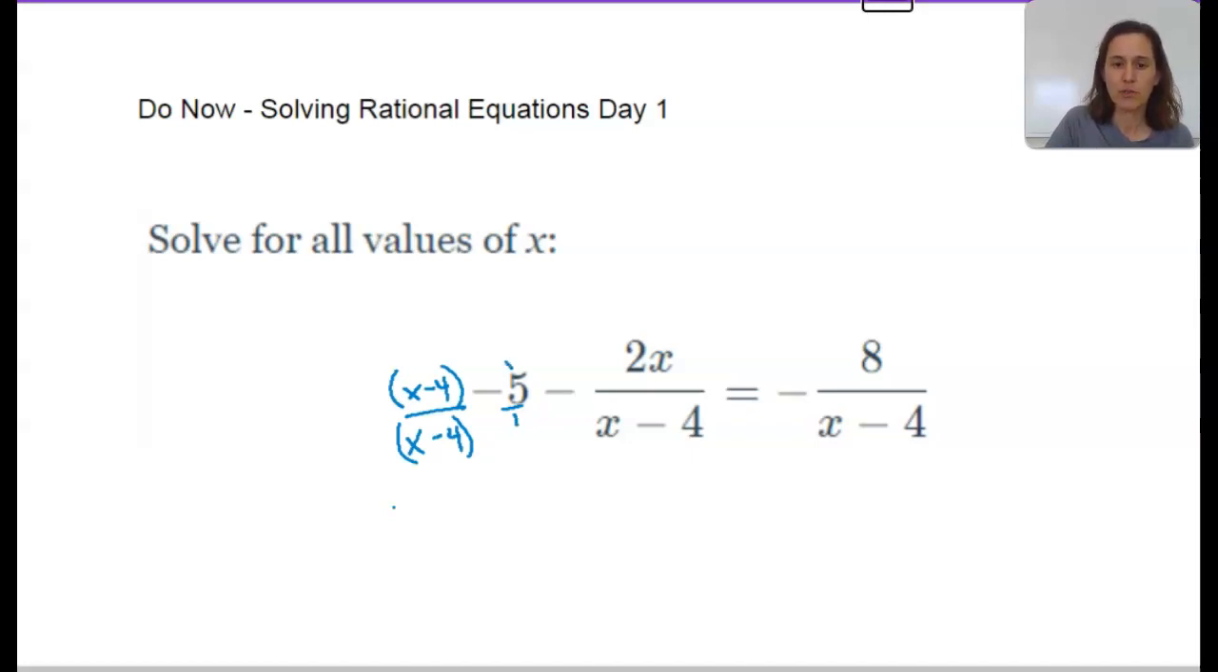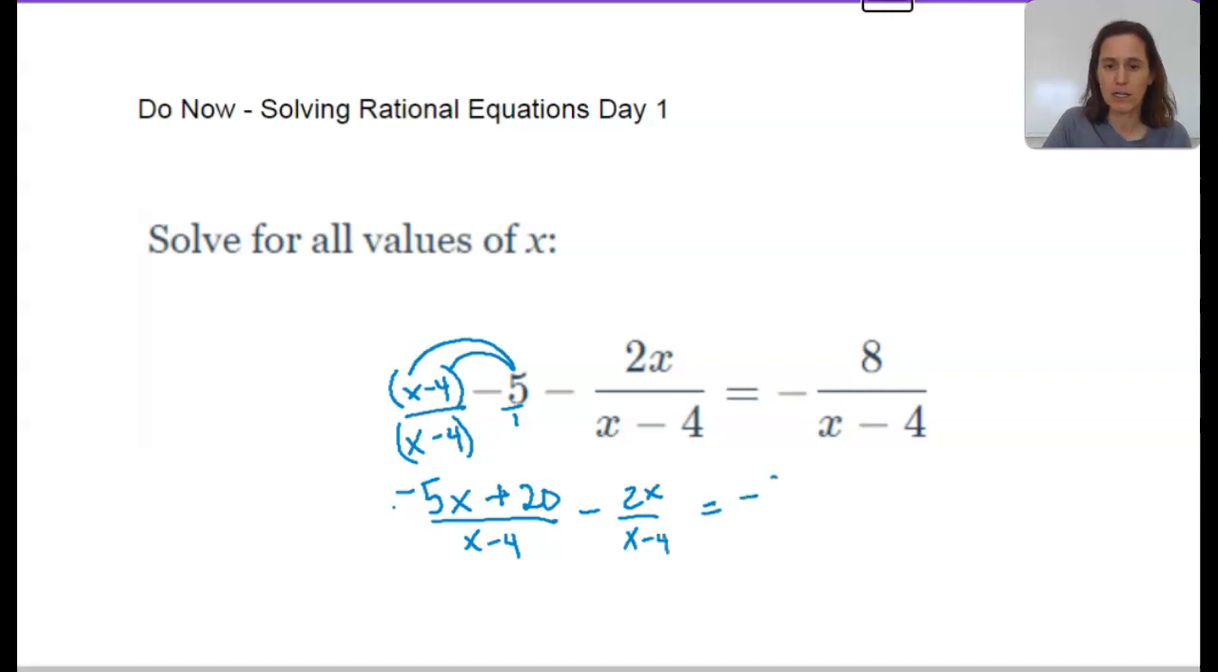Then we have to distribute the negative 5 to both of the other terms. So it'd be negative 5x plus 20 over x minus 4 minus 2x over x minus 4 is equal to negative 8 over x minus 4. I just rewrote everything else. Now, because we have a common denominator everywhere, we can drop the denominator and just solve the numerator.